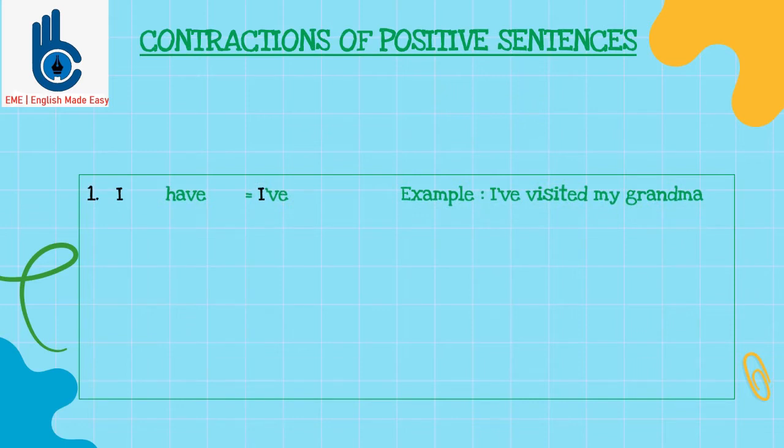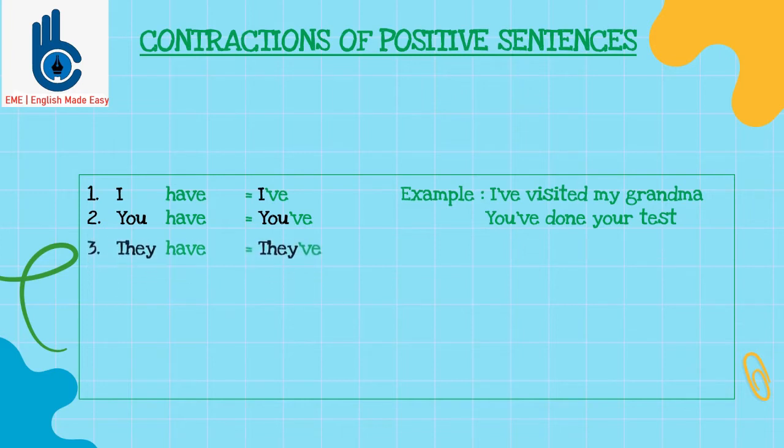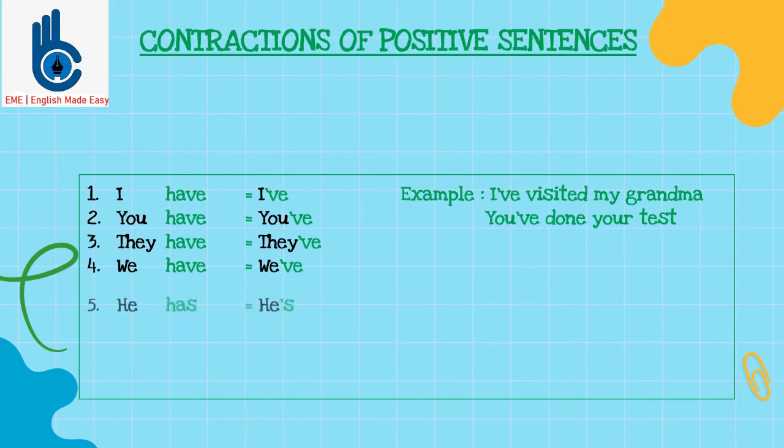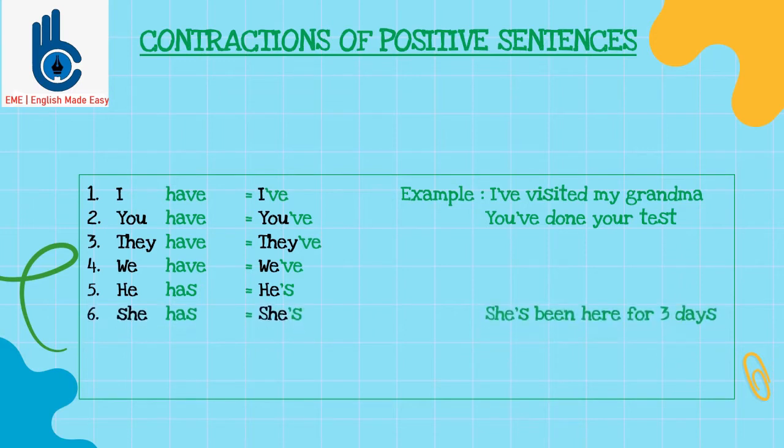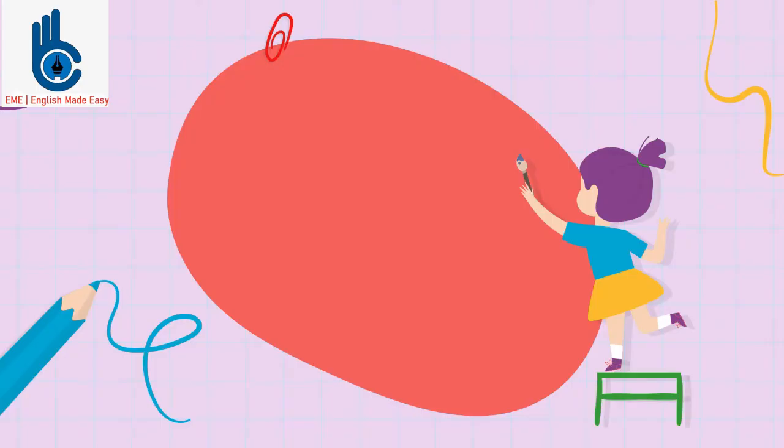I have means I've. For example, I've visited my grandma. You have becomes you've. You've done your test. They have becomes they've. We have becomes we've. He has becomes he's. She has becomes she's. For example, she's been here for 3 days. It has becomes it's.